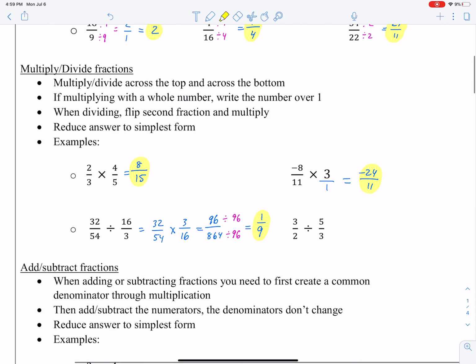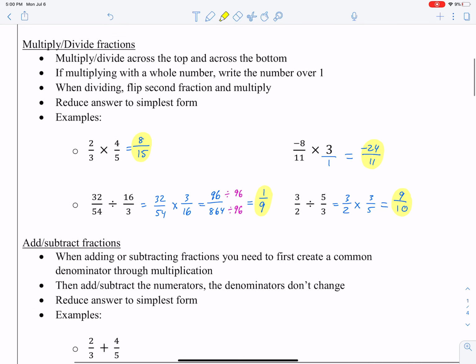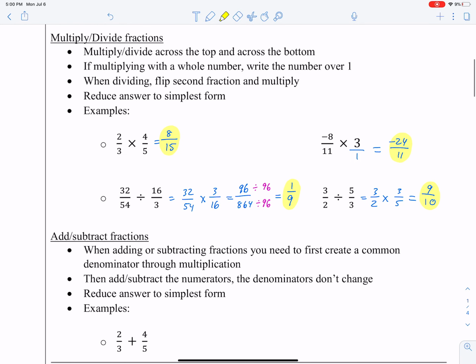And then this last one over here, we write 3 over 2 and then times, and we're going to flip the second fraction, 3 over 5. So now we can multiply across the top. 3 times 3 is going to give us 9, and across the bottom, 2 times 5 is going to give us 10. Okay. So that's multiplying or dividing.